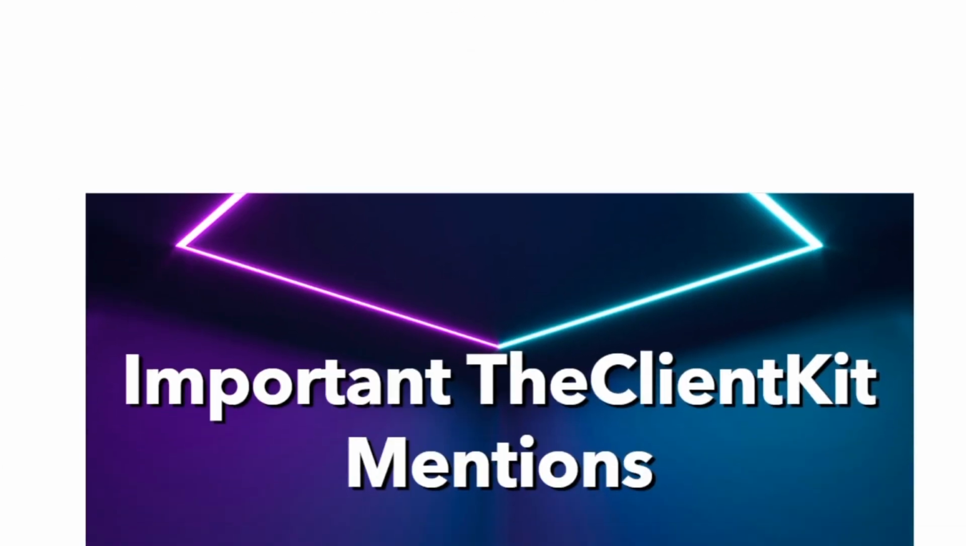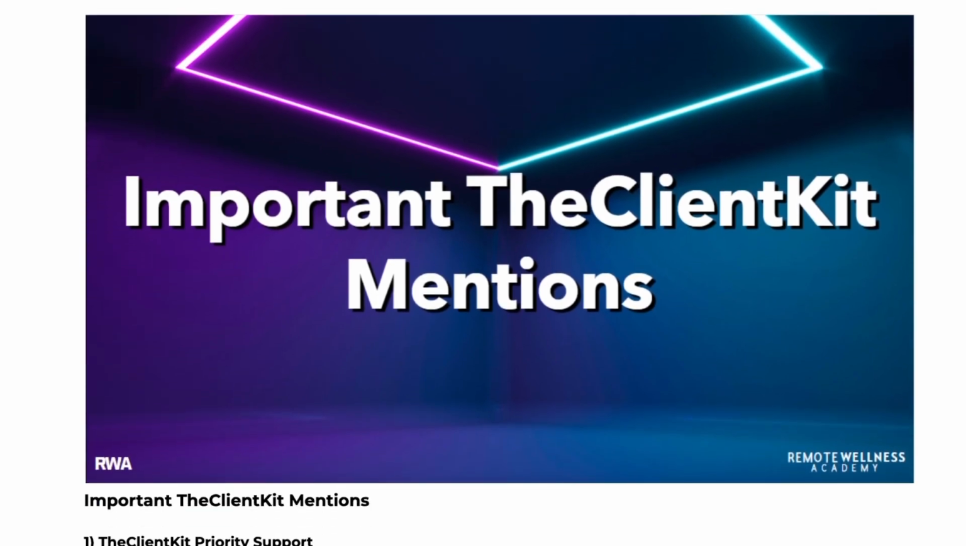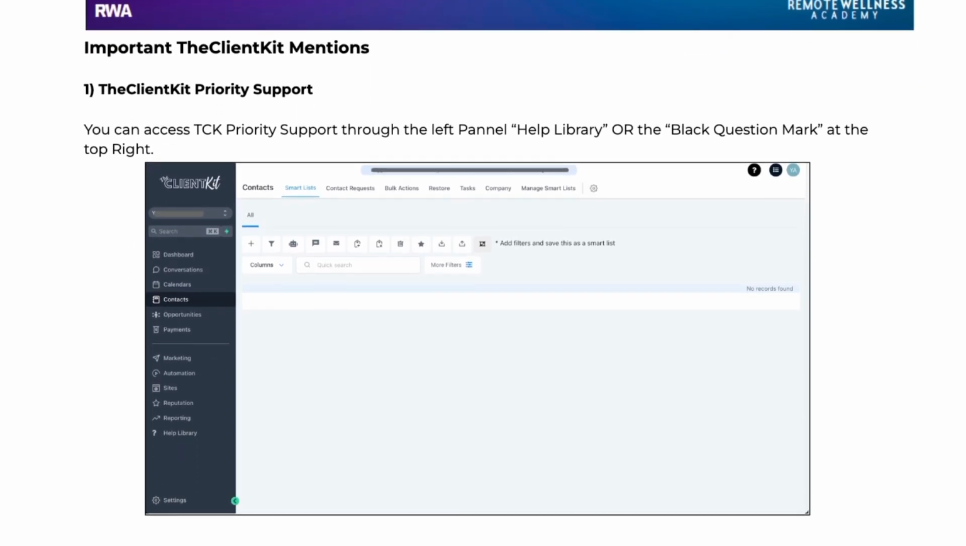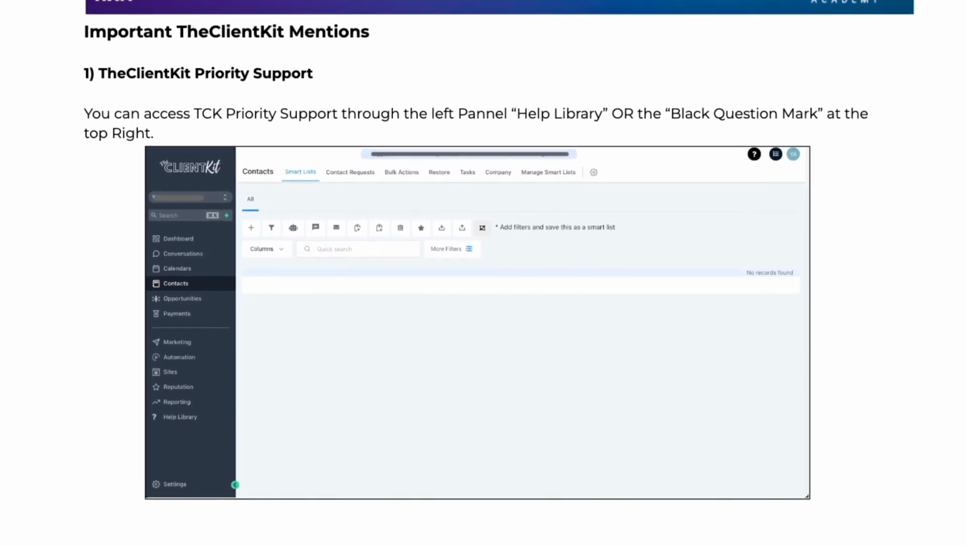All right. Now, as we start to close out this entire training, I do want to quickly mention some important ClientKit mentions. Number one, we're going to be very tactical about this. So no more fun around this. We've got to be serious here. So number one, the ClientKit priority support. Once you make your account, you can actually start using the ClientKit priority support through the left panel by clicking on the help library.